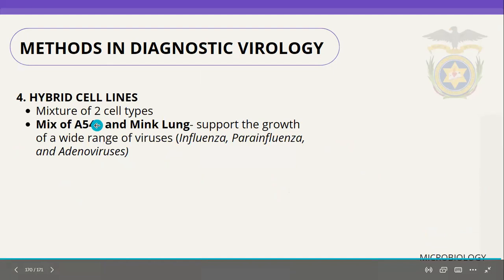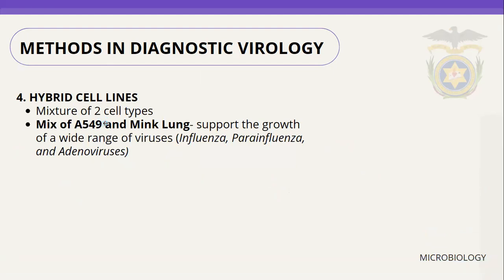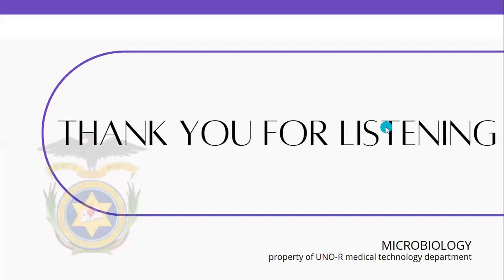So our last in the category is the hybrid cell lines, and this is a mixture of two cell types, and this is a mix of A549 and MiaPaCa that support the growth of a wide range of viruses, namely influenza, parainfluenza, and adenoviruses.